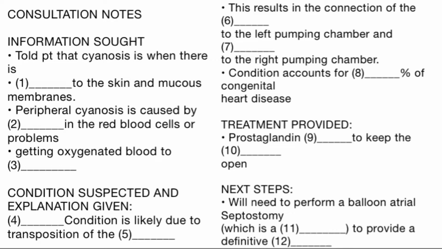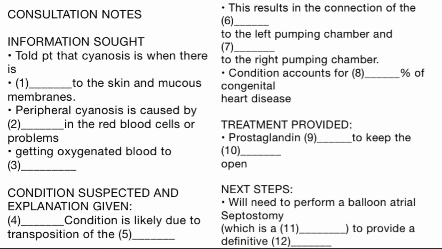Do you know what that is? No, okay, tell me what it is. Transposition of the great arteries is a serious condition where the 2 main blood vessels leaving the heart, the pulmonary artery which carries blood to the lungs to absorb oxygen, and the aorta which takes blood from the heart to the body, are swapped over.